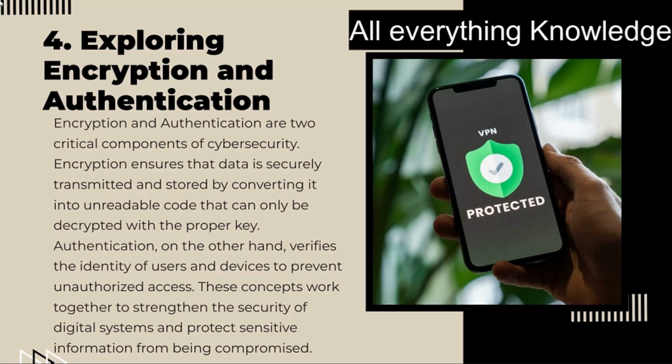4. Exploring encryption and authentication. Encryption and authentication are two critical components of cybersecurity. Encryption ensures that data is securely transmitted and stored by converting it into unreadable code that can only be decrypted with the proper key. Authentication, on the other hand, verifies the identity of users and devices to prevent unauthorized access. These concepts work together to strengthen the security of digital systems and protect sensitive information from being compromised.